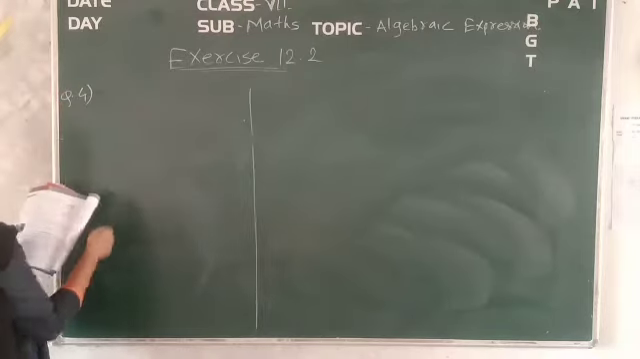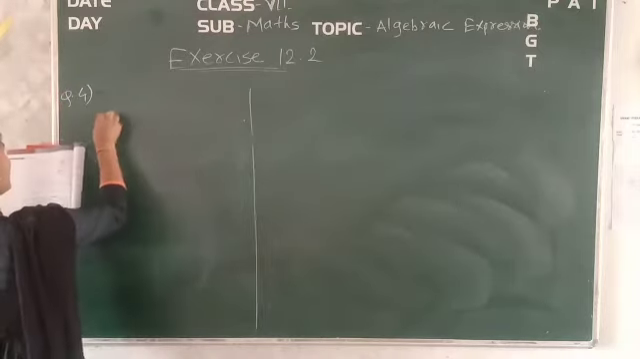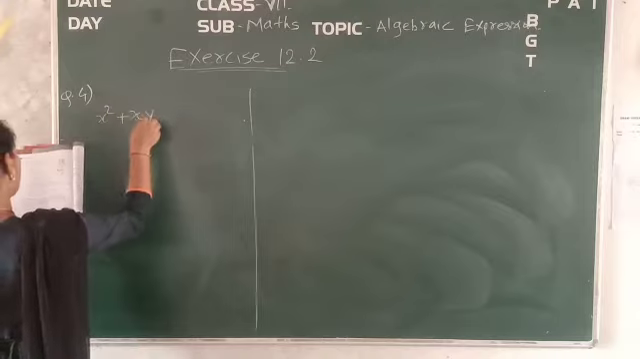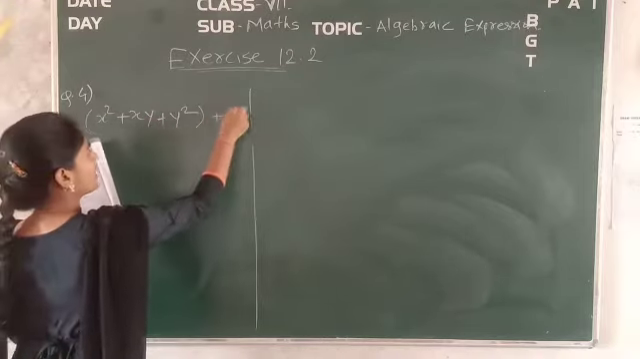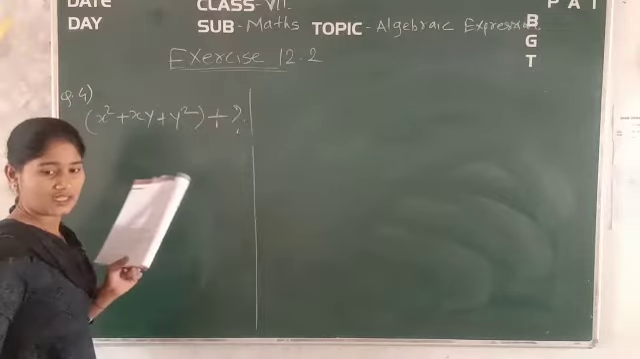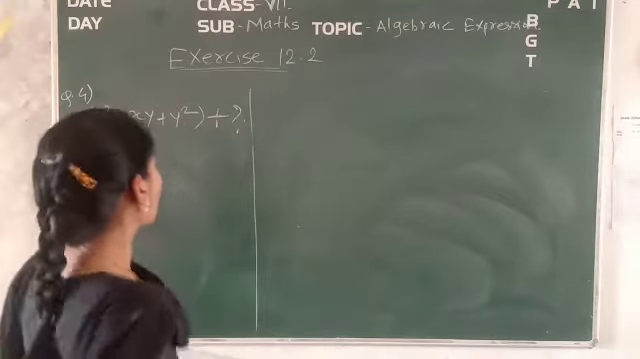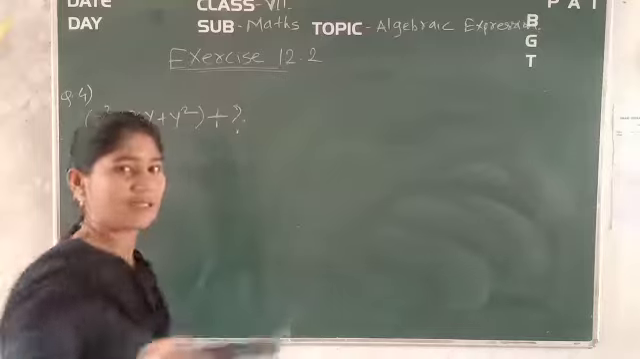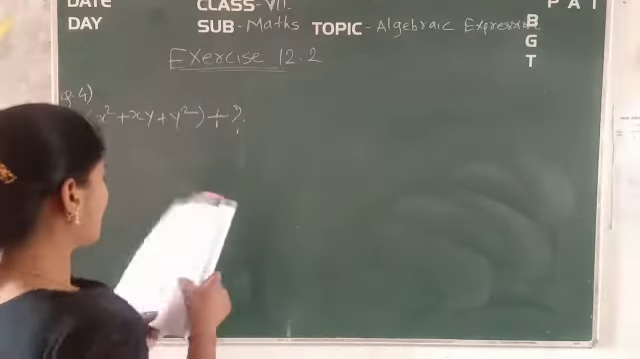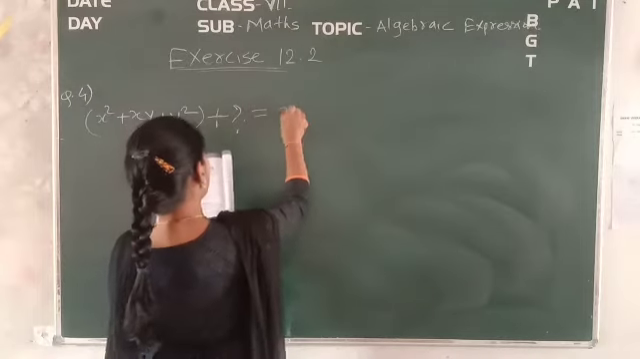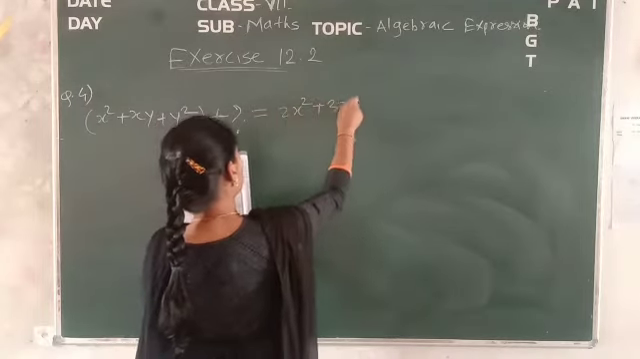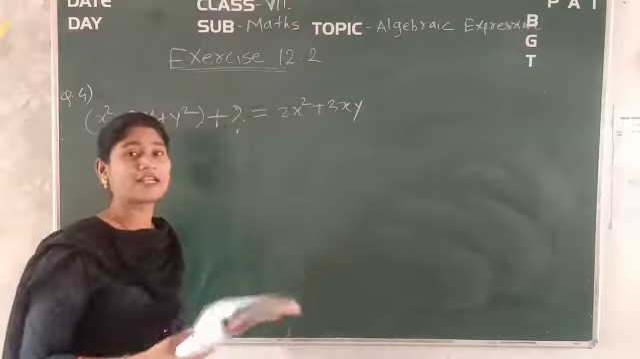Question number 4. What would be added to x square plus xy plus y square? इसमें हमें क्या ऐड करना चाहिए? ठीक है, क्या ऐड करना चाहिए ताकि हमें क्या मिले? Okay, I will erase this line because now it is big. ताकि हमें क्या मिले, in order to obtain 2x square plus 3xy. Okay, question number 4 is like that.